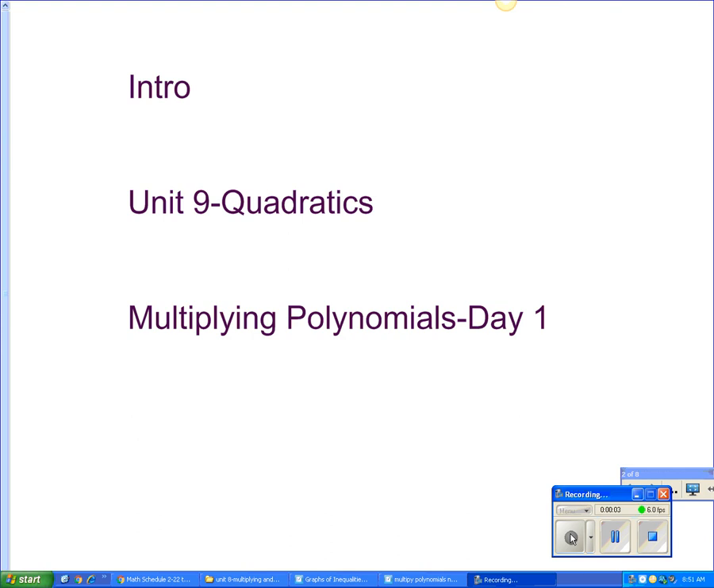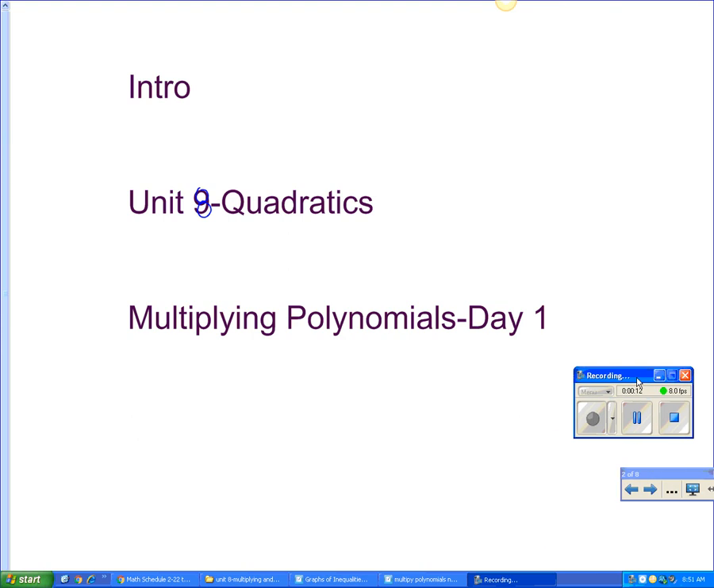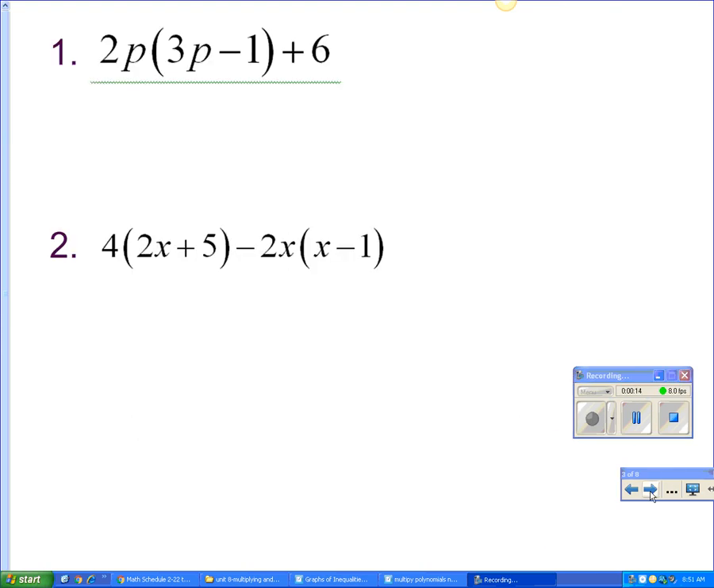Okay, so this is the first lesson in Unit 8, quadratics, and multiplying polynomials day 1. Here are your first two problems. Number 1: 2p parentheses 3p minus 1 plus 6. This is a review to start with, and then we'll learn one new thing today.